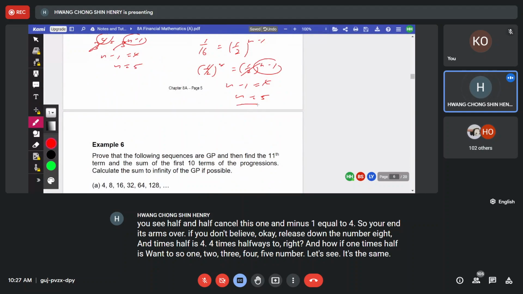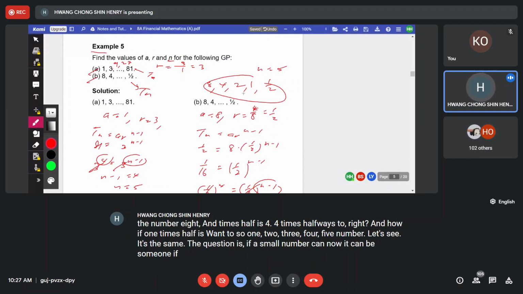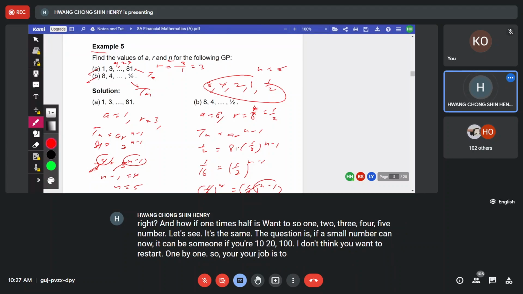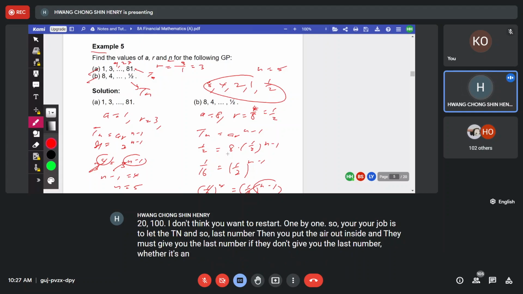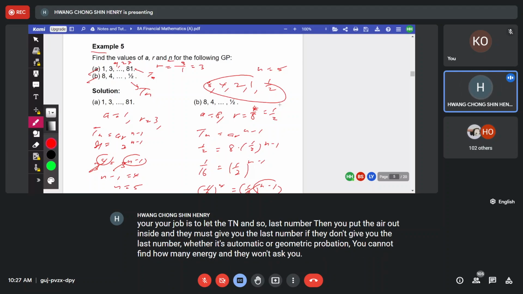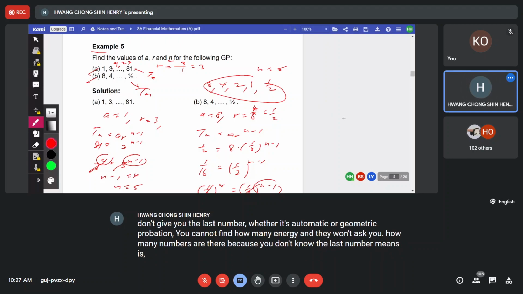It's the same. If it's a small number, you can list down one by one. If you have 10, 20, 100, I don't think you want to list down one by one. So your job is to let the Tn be your last number. Then you put the A and R inside, find the N. They must give you the last number. If they don't give you the last number, whether it's an arithmetic or geometric progression, you cannot find how many N there are. And they won't ask you how many numbers there are, because if you don't know the last number, it means it's infinity. Okay, everyone catch the concept?